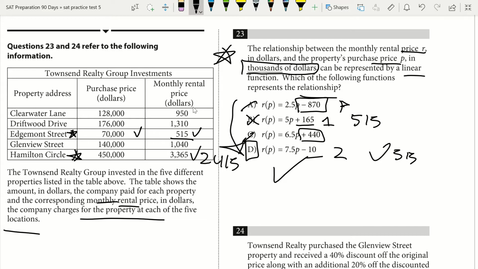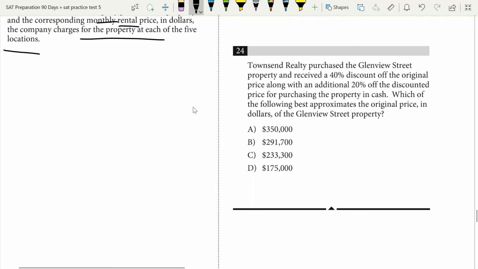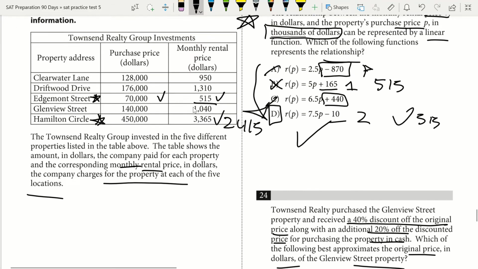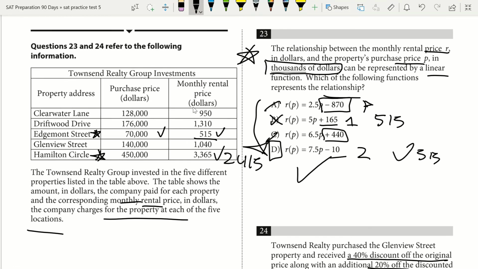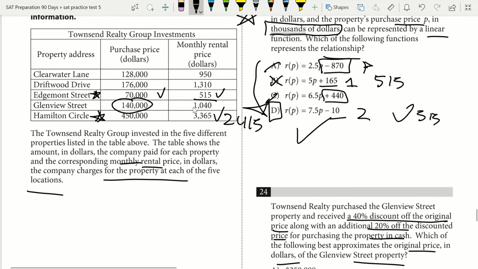All right, now I got question 24. Townsend Realty purchased the Glenview Street property and received a 40% discount off the original price, along with an additional 20% off the discounted price for purchasing the property in cash. What best approximates the original price in dollars of the property? All right, well, we're solving for the original price. We know that the price that we paid for that Glenview apartment is going to be $140,000. So we'll go ahead and start with that.